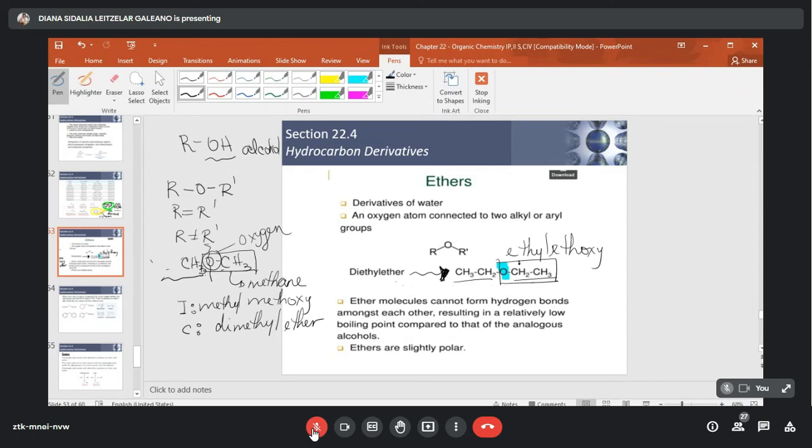One carbon, two carbons, ethane. With oxygen, ethoxy. Y el otro solo sería el ethyl, ¿verdad? Como substitute.